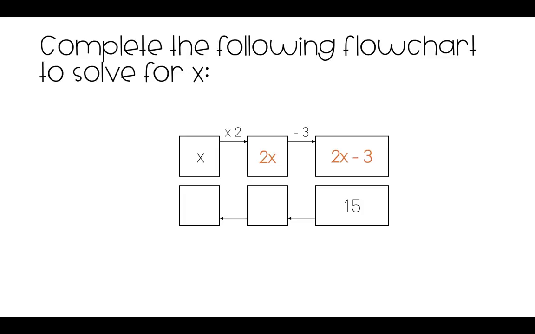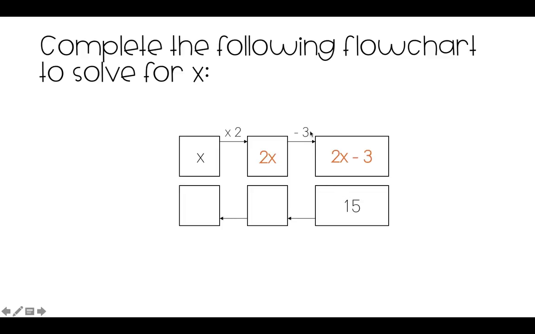Now, if you've forgotten how to do this, make sure you go back and watch the last video on building expressions so that you know how to do this first step. Now, what we're saying here is 2x minus 3 equals 15. Okay, so that's our equation.